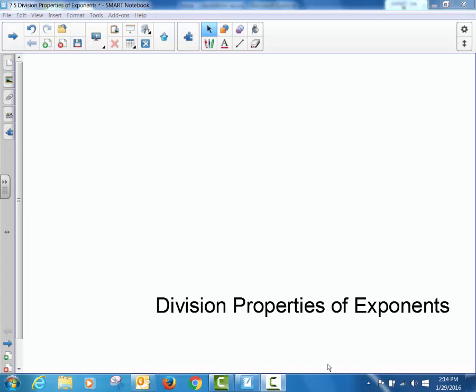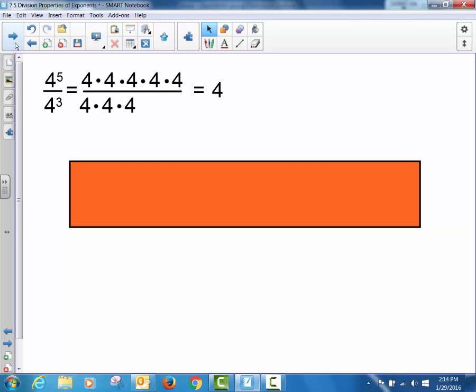Division properties of exponents. Okay, now when we have 4 to the 5th, that means 4 times 4 times 4 times 4 times 4. And when we have 4 to the 3rd, that means 4 times 4 times 4.